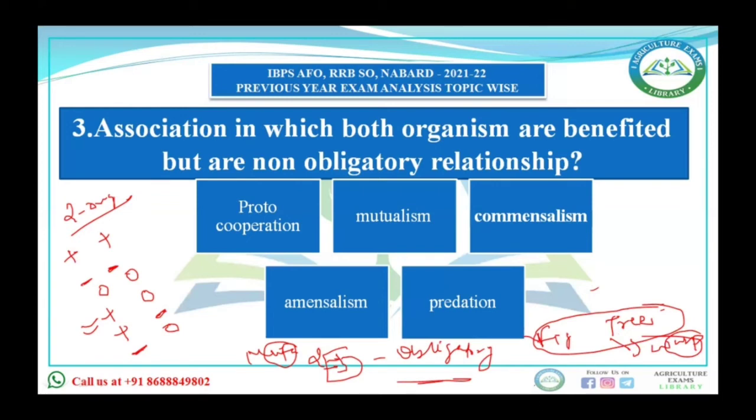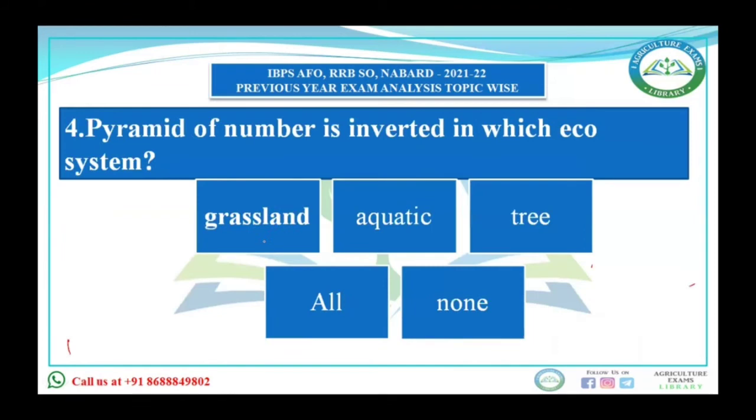Then the question was both the organisms are benefited, but the relation is non-obligatory. Answer will be proto-cooperation. Next, pyramid of number is inverted in which ecosystem? Now let's see. If you talk about the grassland ecosystem, these are the different trophic levels. Suppose T1, T2, T3, T4. In grassland ecosystem, T1, the first trophic level, is grass. Grass is consumed by rabbit. Rabbit is consumed by the fox, and fox by the lion.